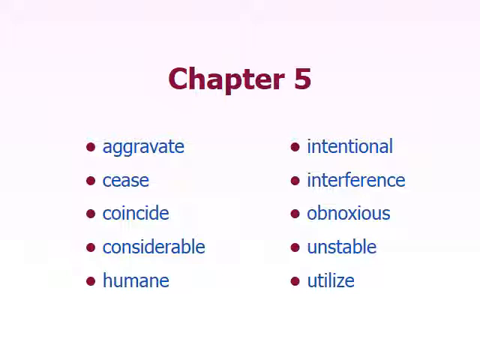Cease, coincide, considerable, that one ends in able, which is a clue. Humane, intentional, that ends in that al, which can often be a clue. Interference, ending in enc. Obnoxious, that's ending in ous. Unstable, even though that one ends in able, that's not necessarily a clue. And the last one is utilize, and that ends in ize, which is a clue as well.